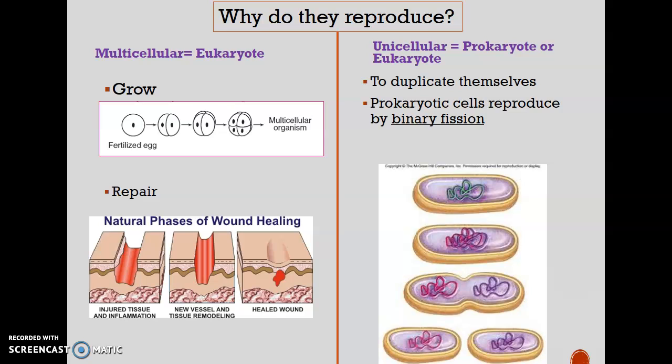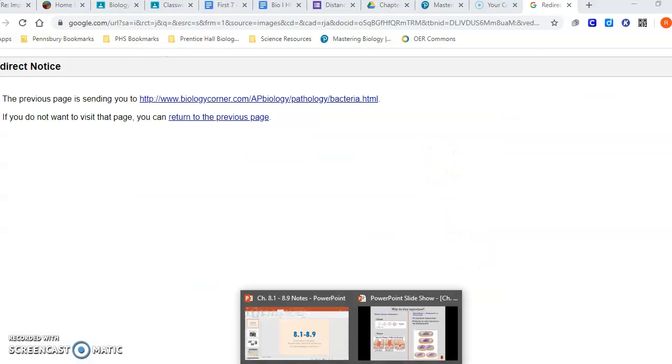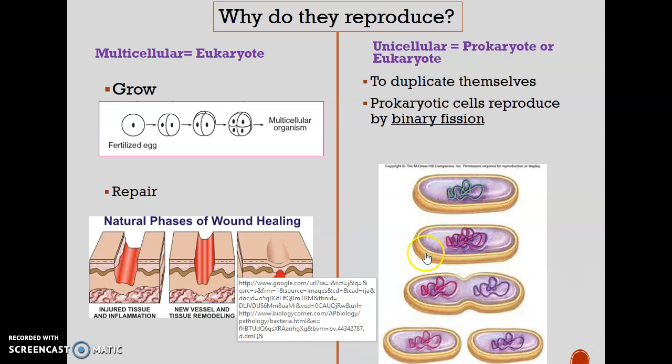They basically just make a copy of their DNA, as you can see in step 2 of the right-hand picture here, right? So the DNA is copied, and then basically the cell pinches in half and just separates out, right?